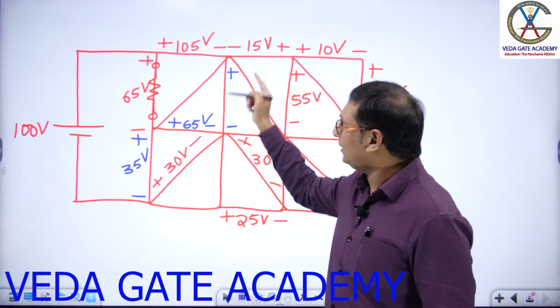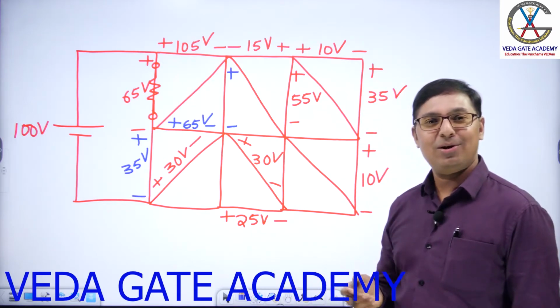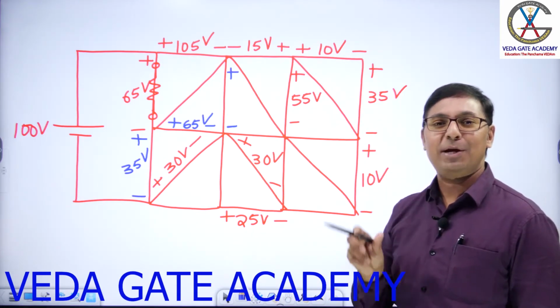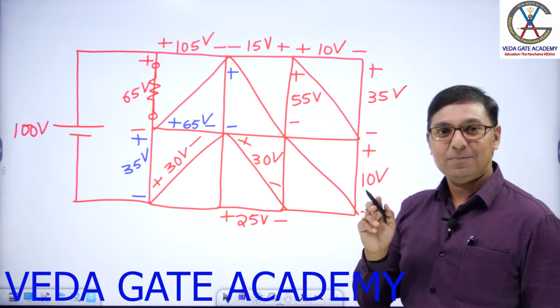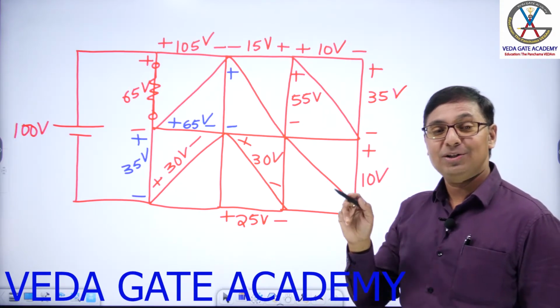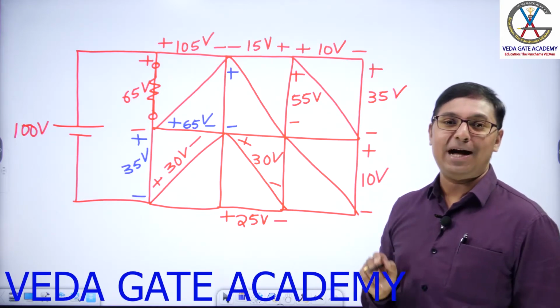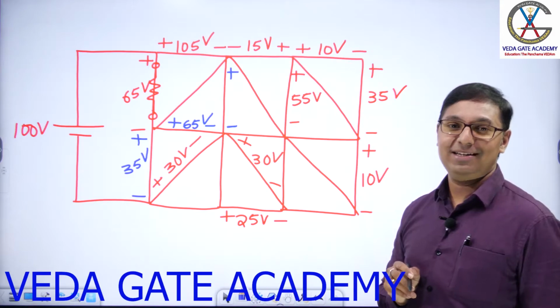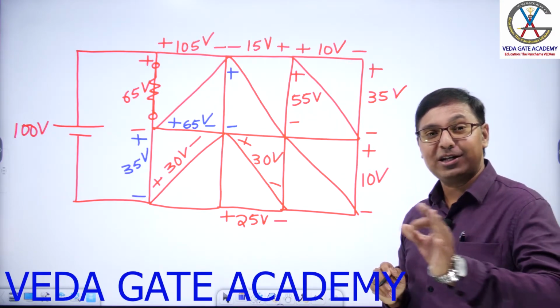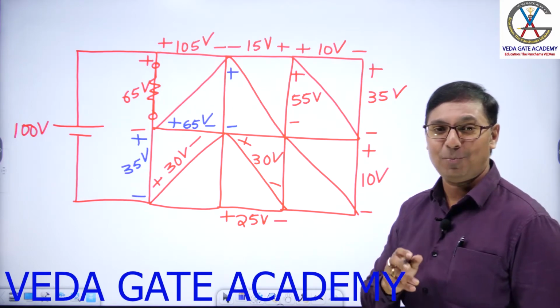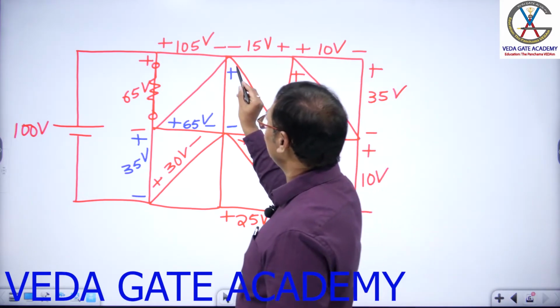Square plus triangular path or only square path? Only square path is sufficient. Now I am adding one more word to my golden statement. Start at positive, go up to negative. Travel around the shortest closed path in which you know the voltages. Travel around the shortest closed path is very, very important. Get it? Let us take the shortest closed path.